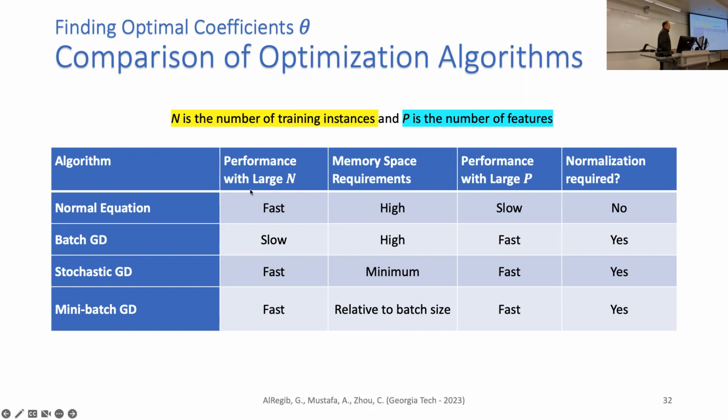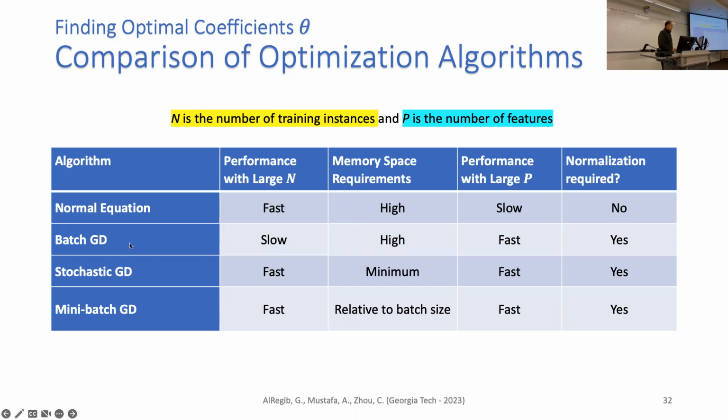Now, if I have large N and small capital P, the normal equation will be really fast. The only downside is you have to pay for memory, because for x transpose times x inverse you need very large memory for the inverse of that matrix. That's the downside of it. And we saw that it can reach a stage where it becomes impossible to solve for the inverse of that x transpose times x.